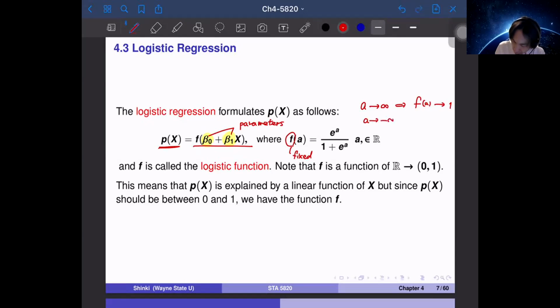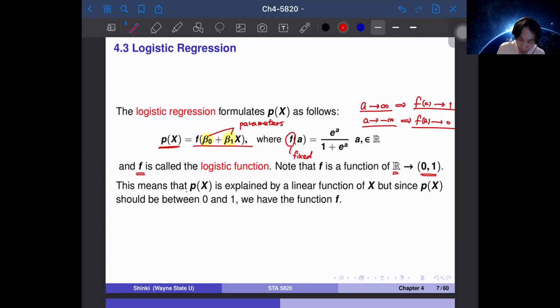And when a goes to negative infinity, e to the power a goes to 0. So 0 over 1 plus 0 is 0, so f of a goes to 0. And f is called the logistic function. f is a function from R to (0, 1). You can see a goes to infinity, then f of a goes to 1, and a goes to negative infinity, f of a goes to 0. And this is a monotone function.